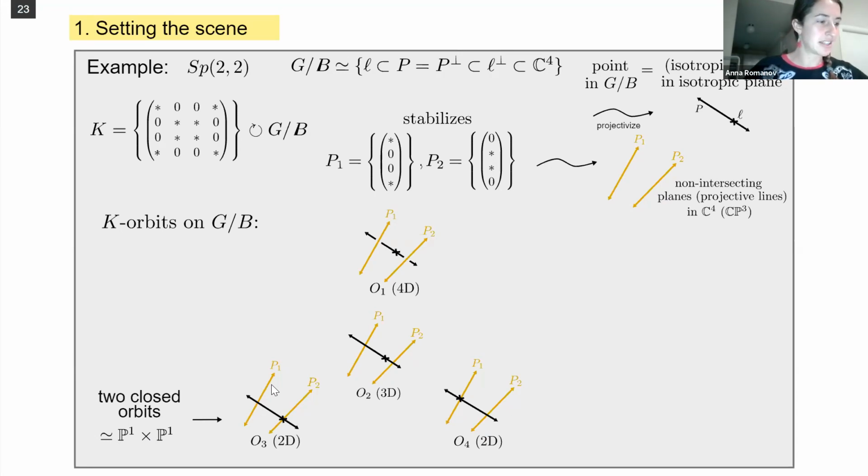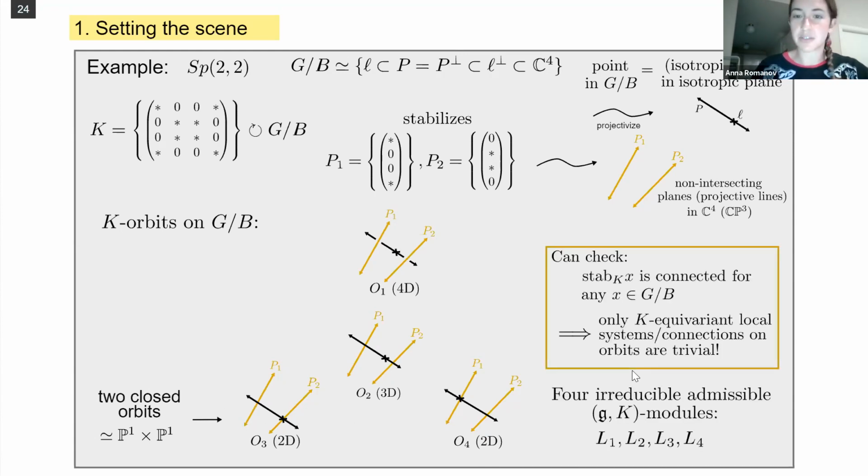And maybe the thing to notice about this is that P1 cross P1 is also the flag variety of our group K. So this is not a coincidence. This is something that holds in general. So we have these 2 closed orbits. They have a nice property. And the reason why we're doing this is that we want to classify irreducible representations in terms of this geometry.